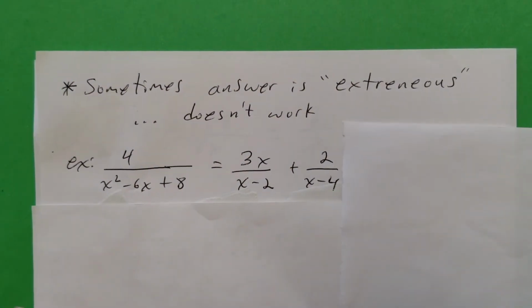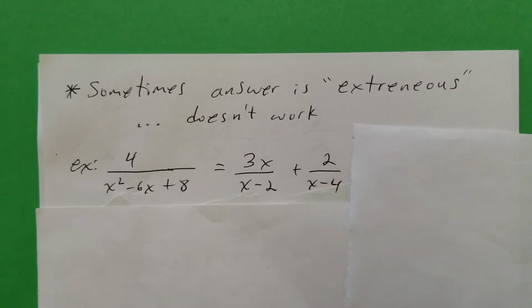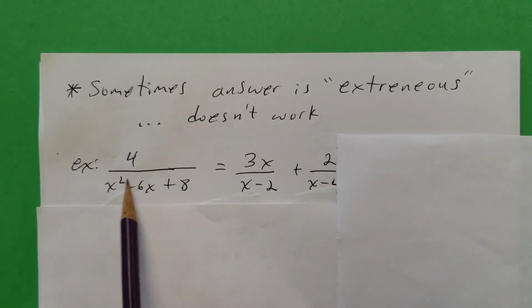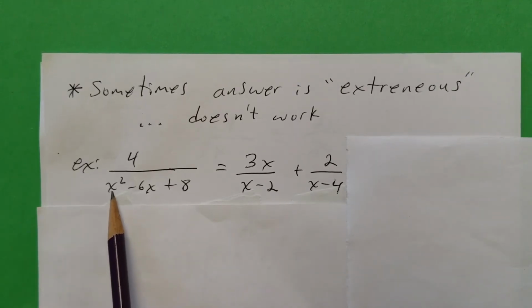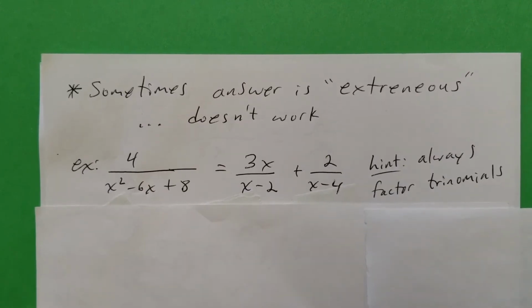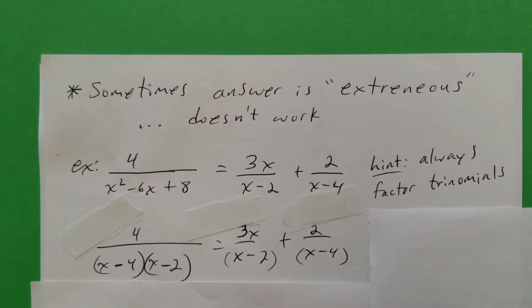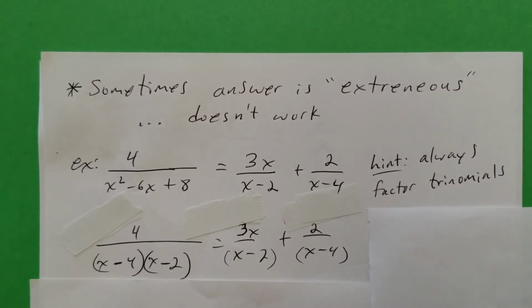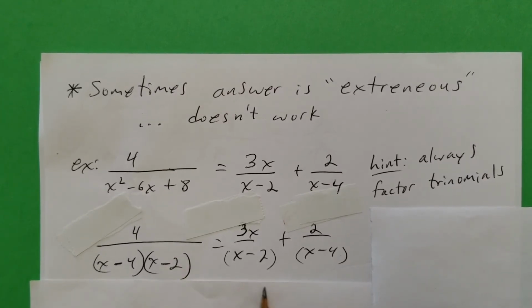rational equation, right? Now it looks like a lot of different denominators, okay? But whenever you see a quadratic, get in the habit of factoring it because it makes things easier, right? When you factor this, you're not going to see x squared anymore. So that's the hint I gave here on the side. Always factor the trinomials, and look what you get. So if I factor this, I get x minus 4, x minus 2, which matches these two.